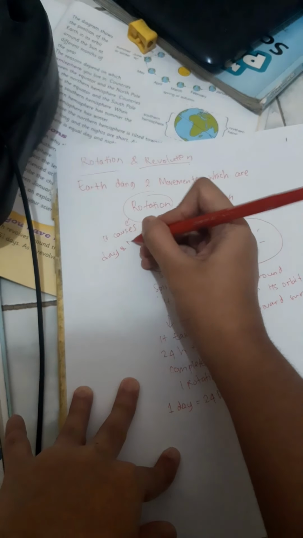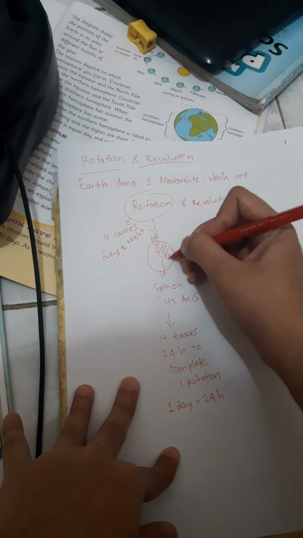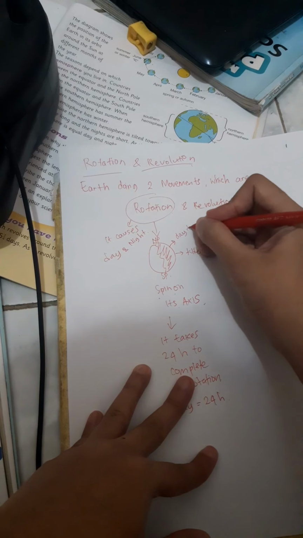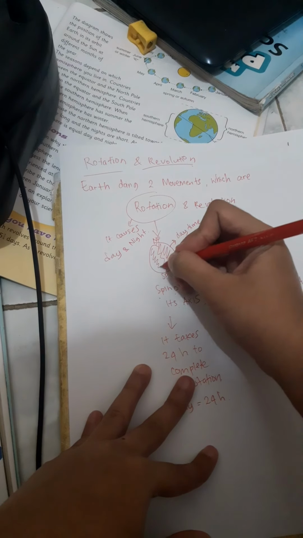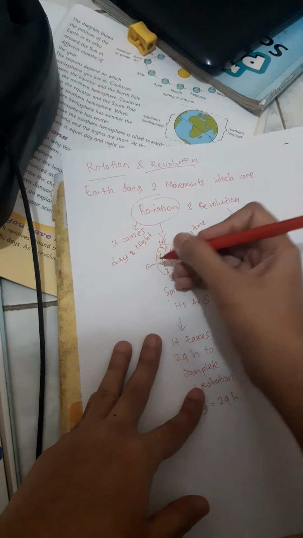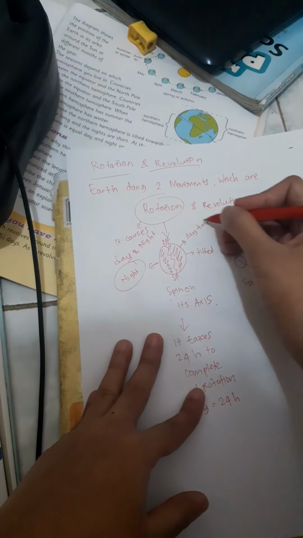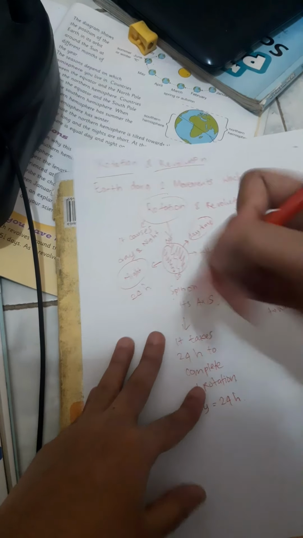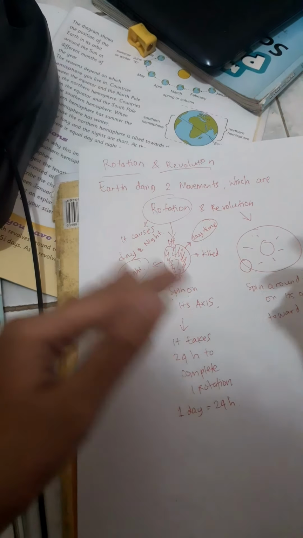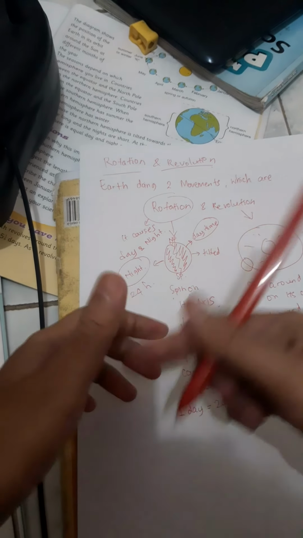day and night. Why? Because some part of the earth, when it gets light, will experience daytime, and when it doesn't get enough light, it will experience nighttime. And the total time of night and daytime is 24 hours. So that's why rotation affects day and night time. Do you understand about this one? Yes, okay.